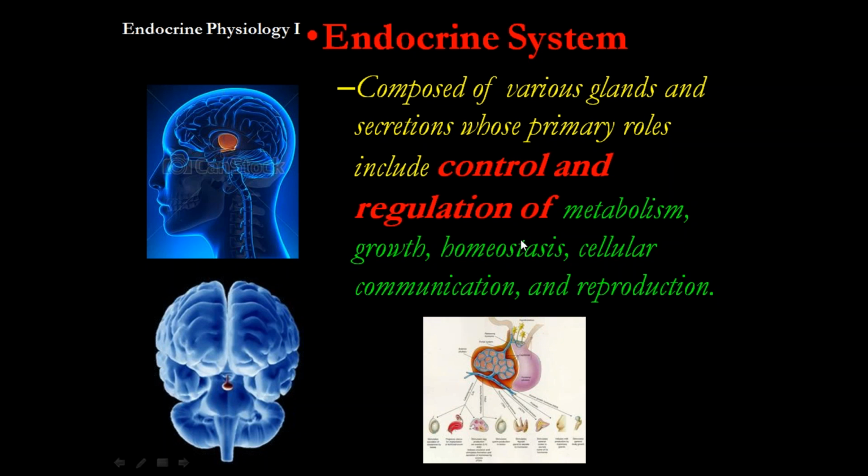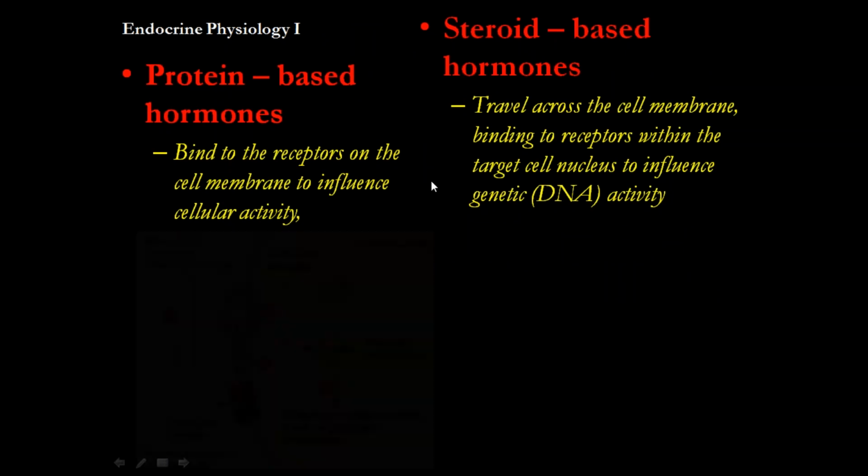For homeostasis, for example, we have the secretion of ADH, the antidiuretic hormone. For reproduction, we have FSH and LH. We are going to see cellular communication, which is a general term for all the processes that we are going to see in a few seconds. All right, so let's keep going.